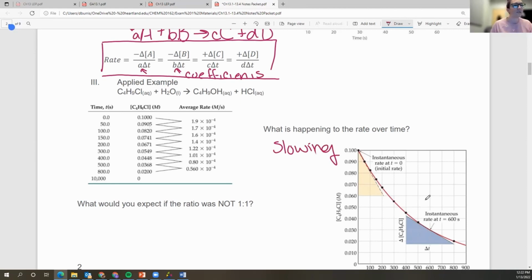So I graphed this right here. And when I was talking about tangent lines earlier, I have those drawn on here, the instantaneous rate. This would be my initial instantaneous rate, like I drew a tangent line right there. The rate at 600 seconds would be the tangent line drawn here. So you should be able to find the rate at a specific time based on tangent lines.